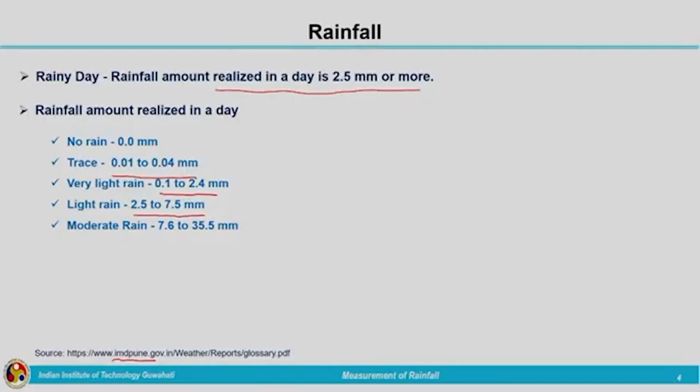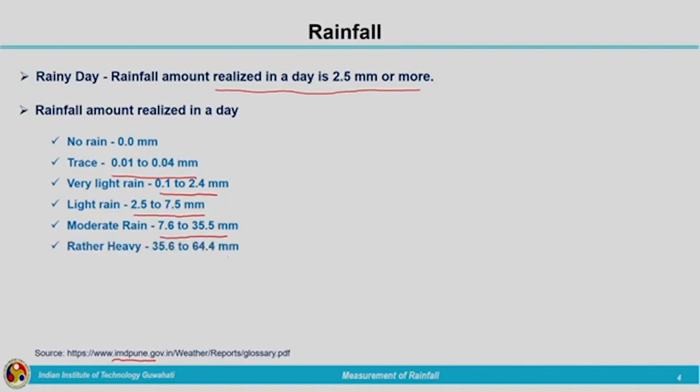Or if you are talking in terms of depth of rainfall, in a particular day the rainfall is between 2.5 to 7.5 millimeters of depth, then we will call it light rain. Then comes moderate rain. Moderate rain ranges between 7.6 to 35.5 millimeters in a day.